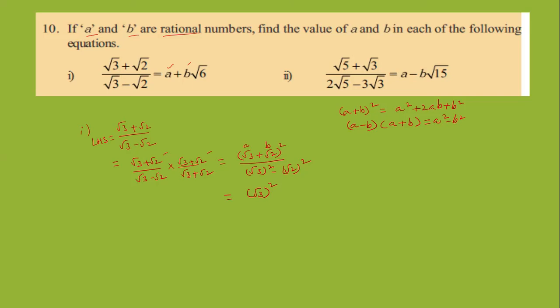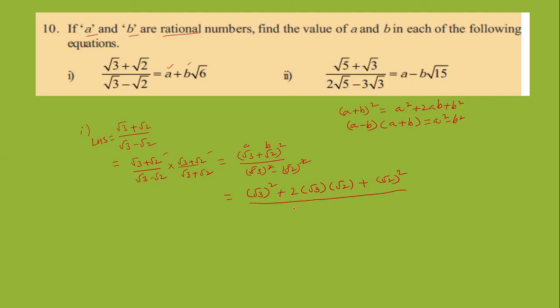Numerator part, this is how it is. It is (A plus B) whole square. So here A is root 3, so root 3 square plus 2AB. 2AB means 2 root 3 into root 2, plus B square, that is root 2 square.